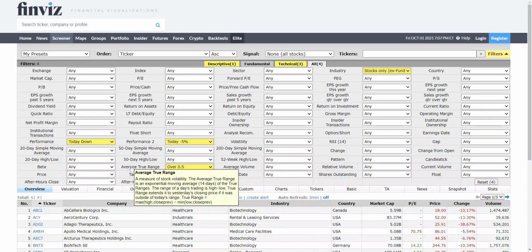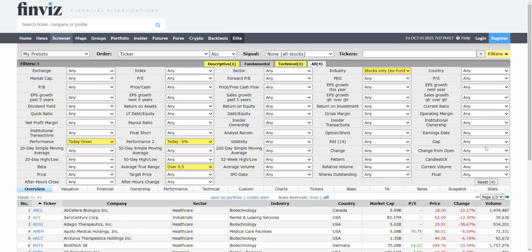What does the average true range mean? As you see, it is the ATR. It's an exponential moving average over 14 days of the true ranges. The range of the day's trading is high minus low. True range extends it to yesterday's closing price if it was outside of today's range. The true range is equivalent to the max minus the minimum. So the true range, we want it to be over 0.5.